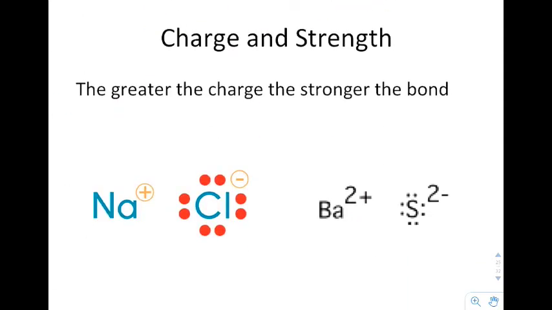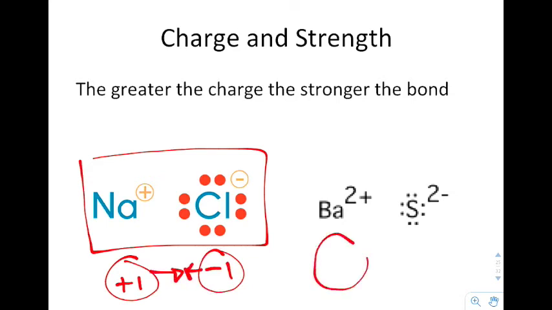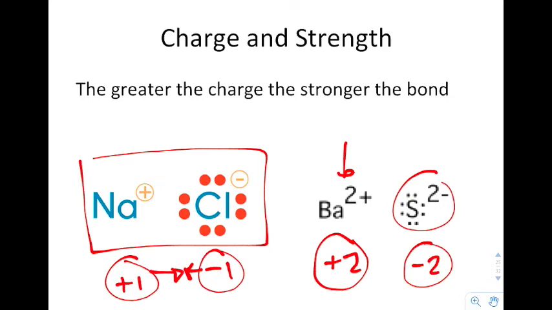Now, the greater the charge, the stronger the bond. So right here you have sodium chloride. You have a charge of +1 and you have a charge of -1, and those are attracted to each other with a big, big attraction. But whenever you have barium right here and sulfide, you have a charge of +2 and a charge of -2. Because the charge is greater, the attraction between the two is greater as well. So the greater the charge, so if +2 and -2, the greater the strength of the bond.